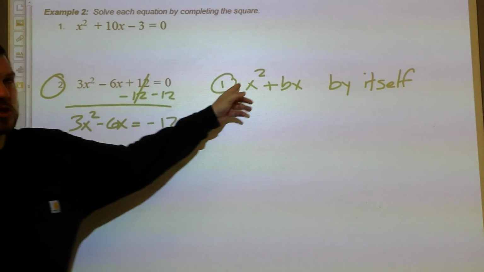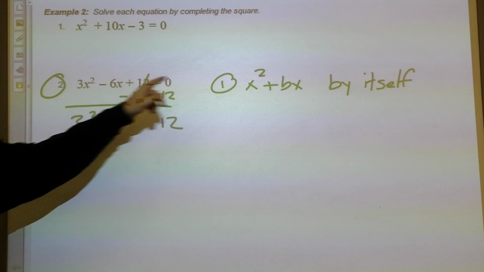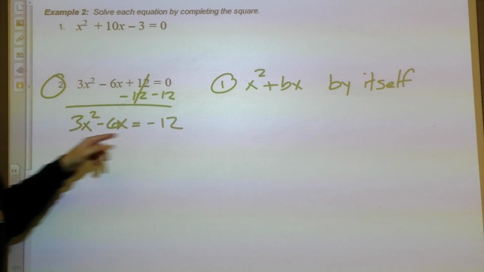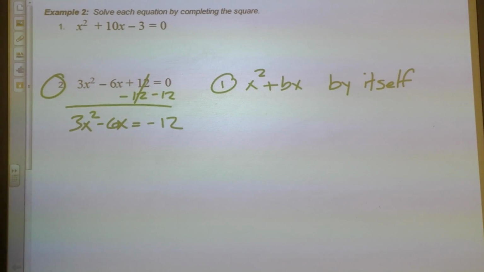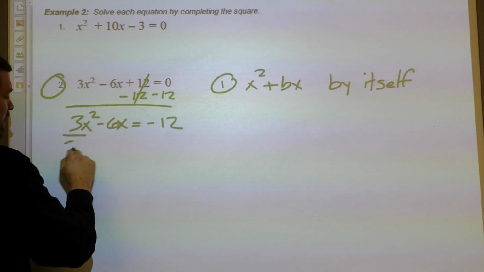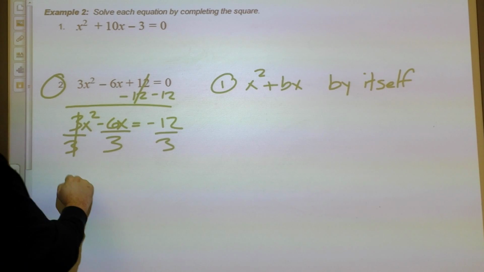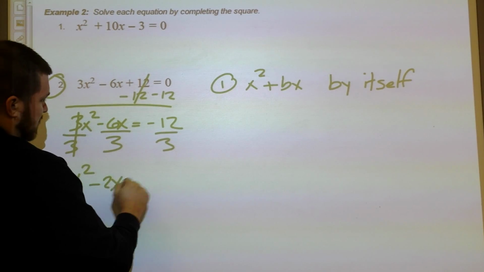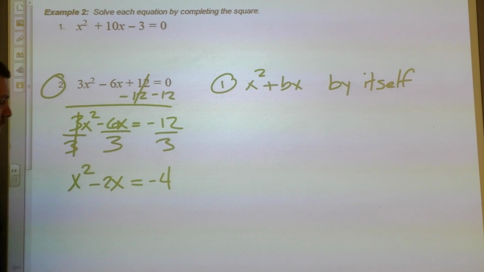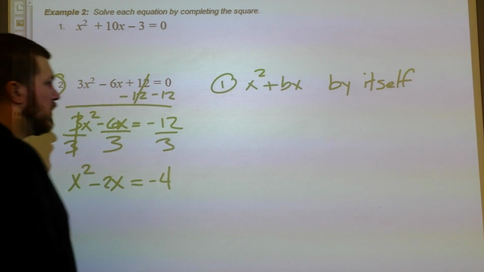Now, I want x squared plus bx. Notice there's nothing in front of my x squared here, so I need to get rid of this 3. So I'm going to divide by 3 both sides, to everything. It's very important that everything gets divided by 3. So I have x squared minus 2x equals negative 4. Now I finally have x squared plus bx by itself.